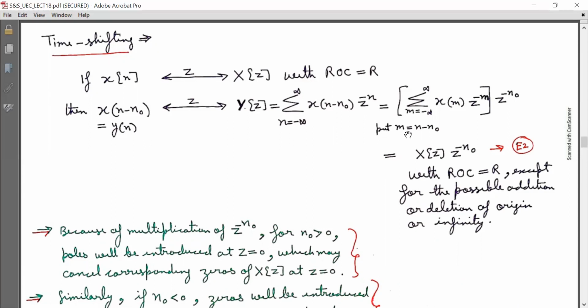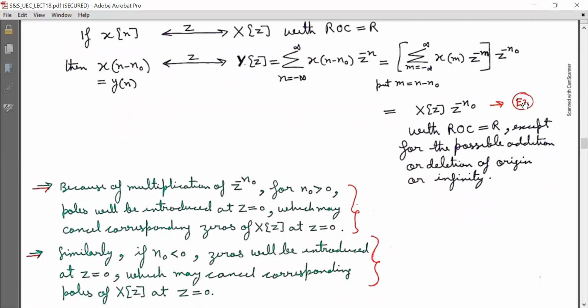Now I will put m is equal to n minus n naught, and I will get summation m running from minus infinity to infinity x[m] z raised to minus m, into z raised to minus n naught. Now this term in the bracket is equal to X(z) into z raised to minus n naught, with ROC equal to R, except for the possible addition or deletion of origin or infinity.